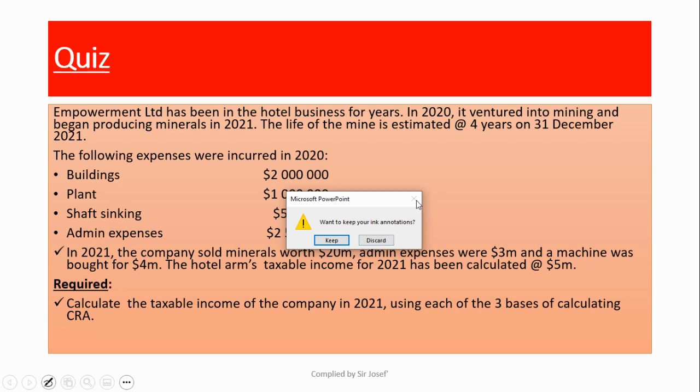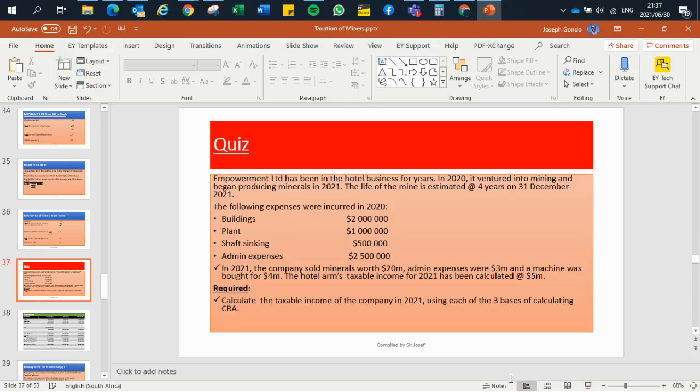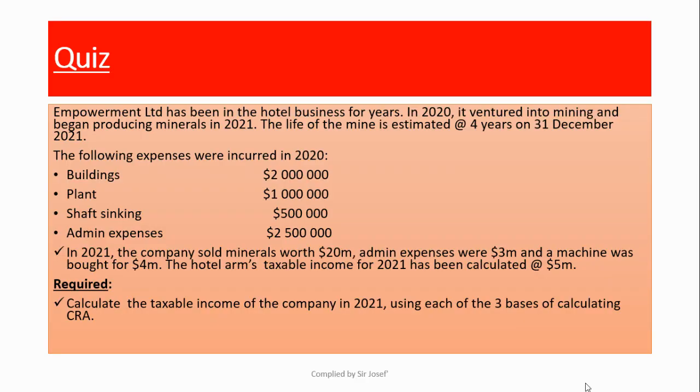So what is the example saying? Empowerment Limited has been in the hotel business for years. In 2020, it ventured into mining and began producing minerals in 2021. The life of mine is estimated at 4 years on 31 December 2021. The following expenses were incurred in 2020: expenditure on buildings, plant, shaft sinking, and admin expenses.